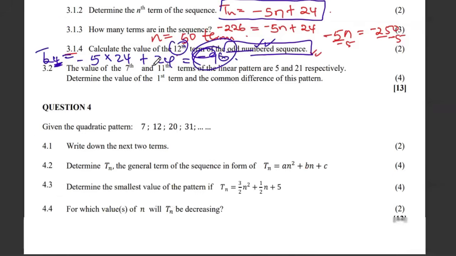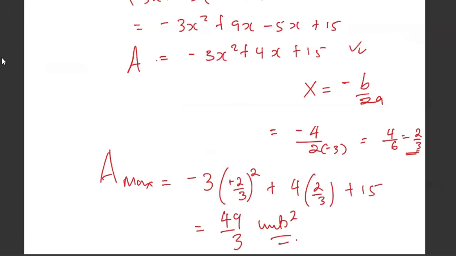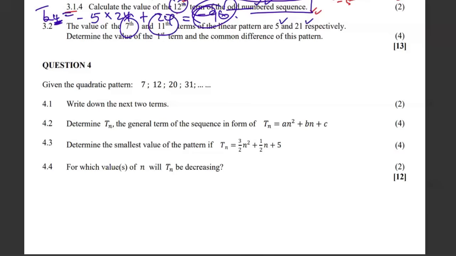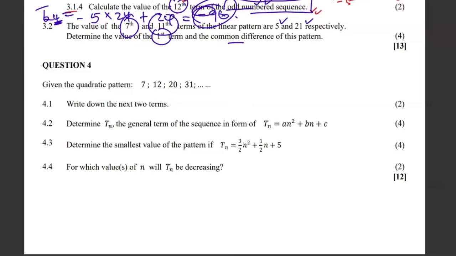All right, then 3.2: determine the value of the 7th and 11th terms of a linear pattern. The value of the 7th and the 11th terms is 5 and 21. Determine the value of the first term and the common difference. So T7 is 5, T11 is 21. They want us to get the value of the first term and the common difference, for 4 marks.